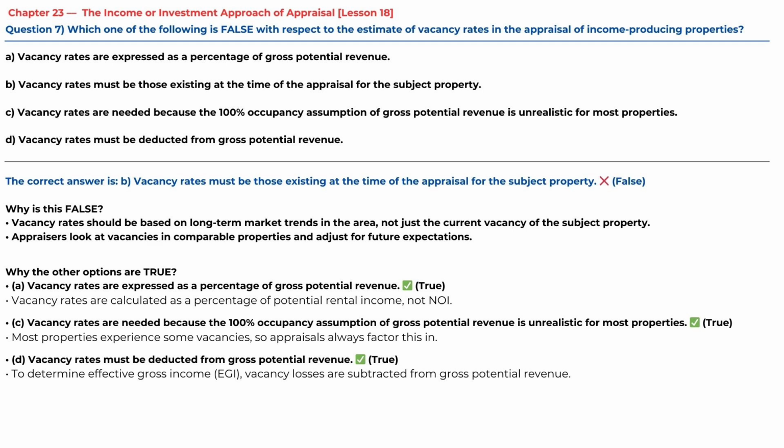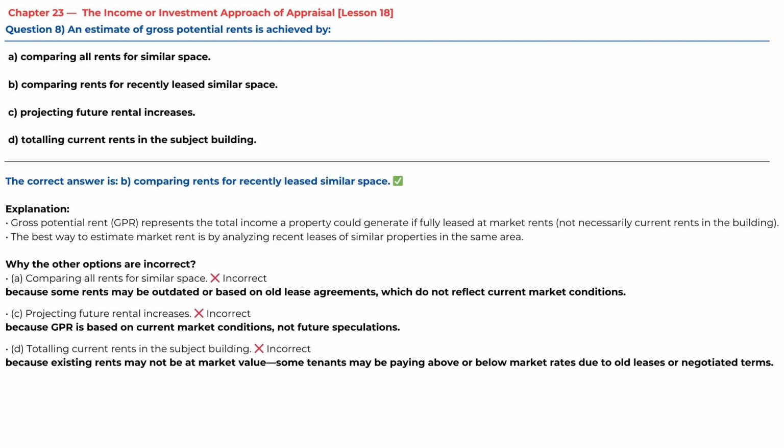D. Vacancy rates must be deducted from gross potential revenue. True. To determine effective gross income, EGI, vacancy losses are subtracted from gross potential revenue. Question 8. An estimate of gross potential rents is achieved by: the correct answer is B. Comparing rents for recently leased similar space.